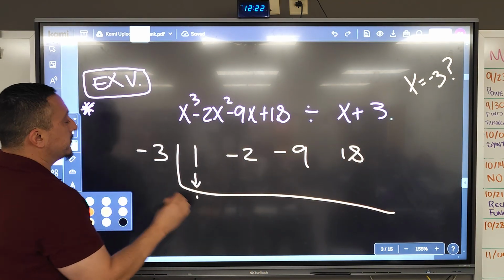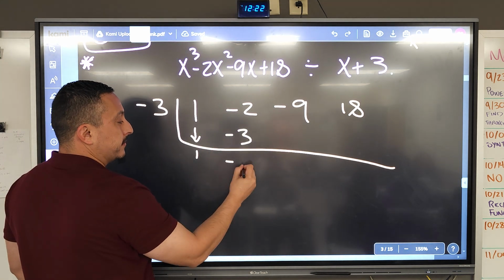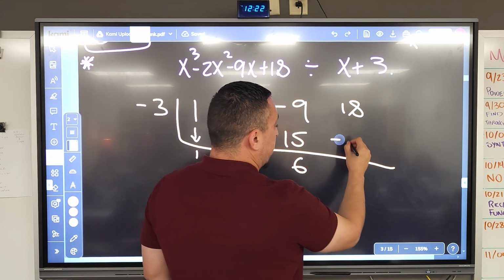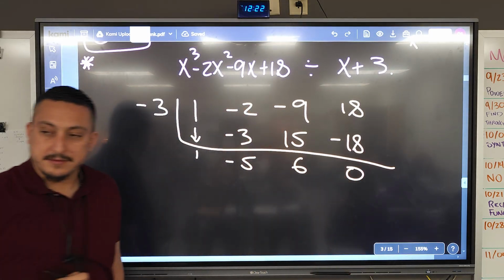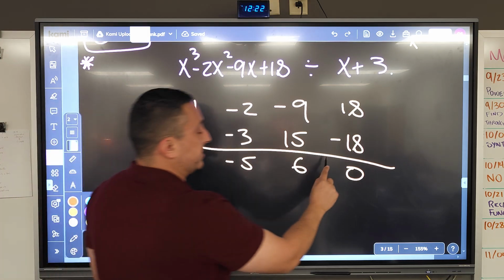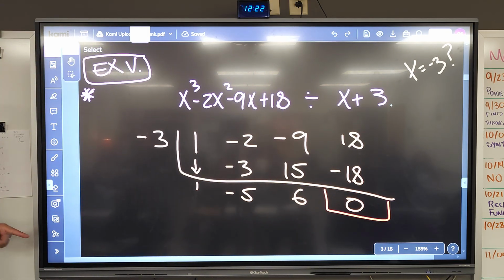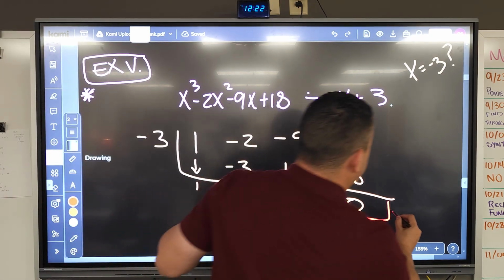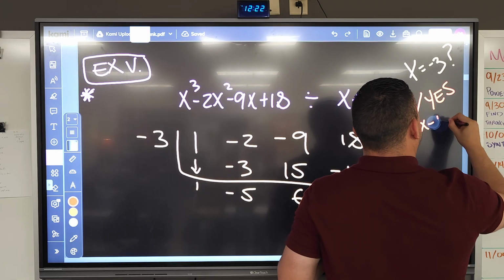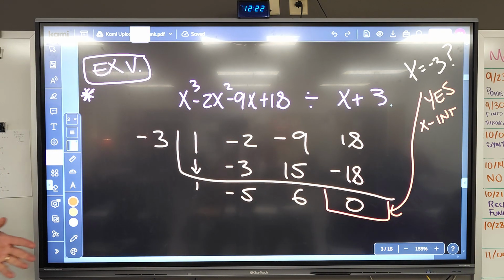So drop 1, multiply, add, multiply, add, multiply, add. Okay, so out of all 5 examples that we've done, this is the only one that has a 0 here. So that's what's more important, and we're going to be able to do more with it because of that, okay? So the question is yes, x-intercept. It's a root, it's a 0, okay? Which notice that makes sense, we call them zeros, right? It's 0.